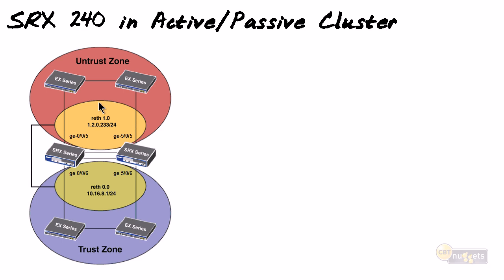These are part of redundancy group 1. And this is the redundant interface 1.0. So these two interfaces are part of this redundancy group, represented by this redundant interface 1.0, which has an IP address of 1.2.0.233/24. Now, as you can see here, we can have more than one redundancy group configured on an SRX.